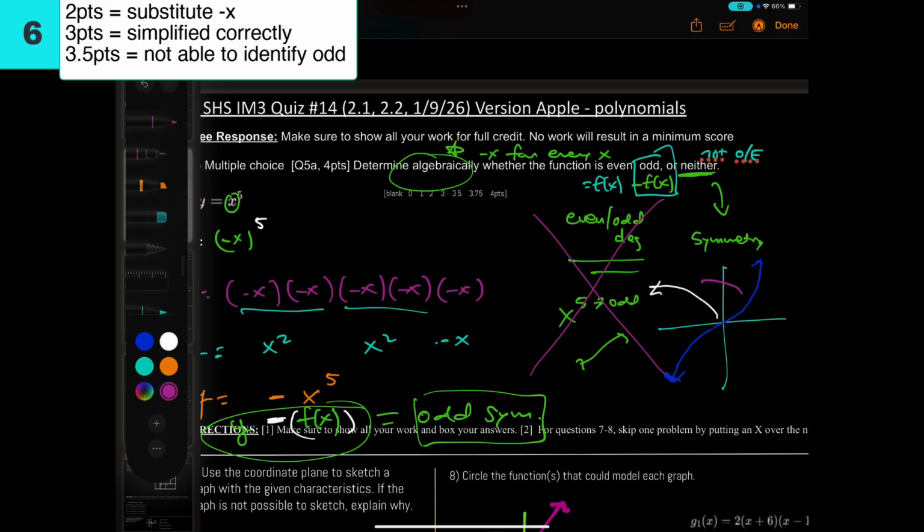Right, going from here to there, and then here to here. And it ends up in the same position, so it's symmetrical about the origin. Remember my silly phrase? That's odd. It's symmetrical about the origin, about the point.